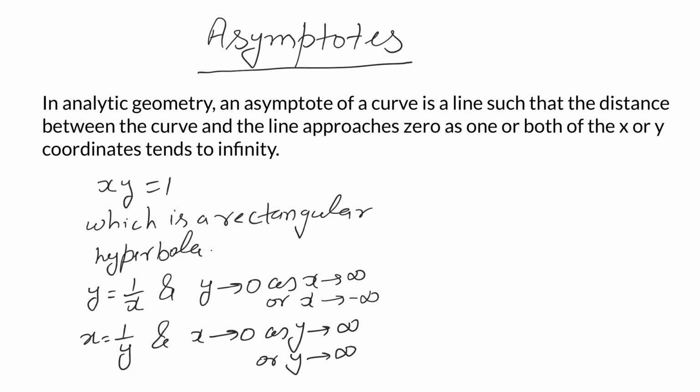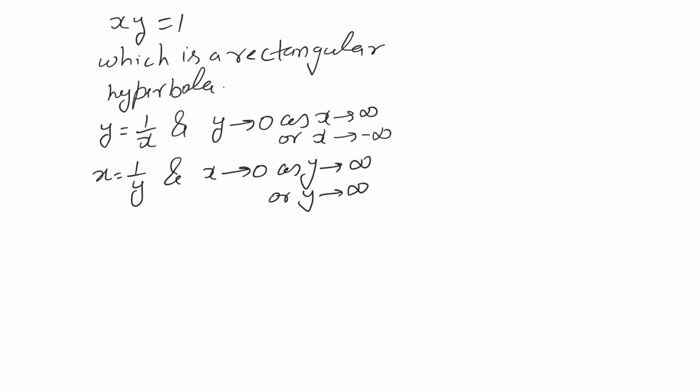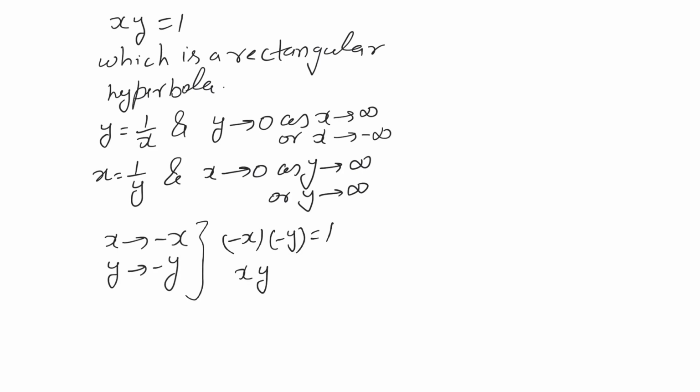Also, we see that the curve is symmetric in the opposite quadrant, as when we replace x by minus x, y by minus y, the equation of the curve will remain the same, as this will become something like this one. So xy is equal to 1. Therefore we can say that curve is symmetric in the opposite quadrant.